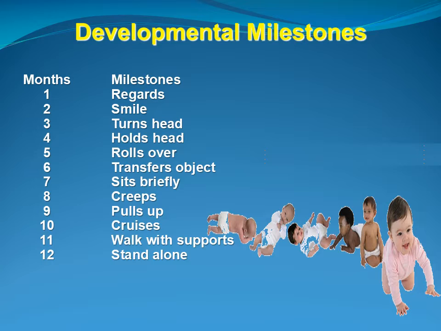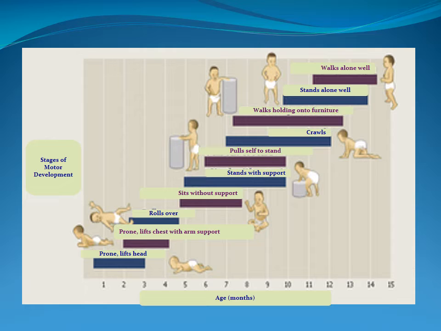Fifth month the child is able to roll over, transfers objects by the 6th month of age, sits briefly at 7 months, able to creep at 8 months, pulls up at 9 months, 10 months is able to cruise around the bed, walks with support by 11 months, and at 12 months or 1 year old the child is able to stand alone. Now this picture will show you the different milestones at different age groups.